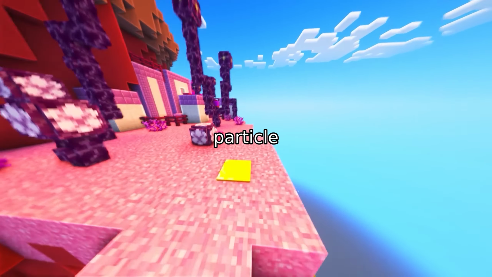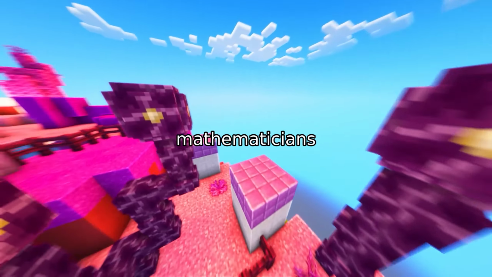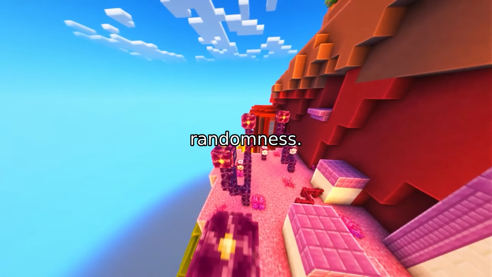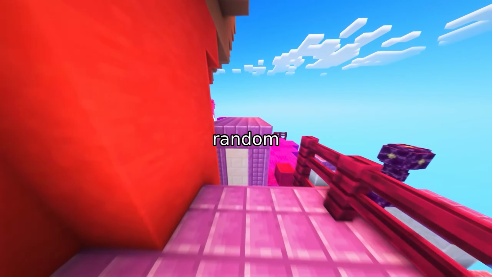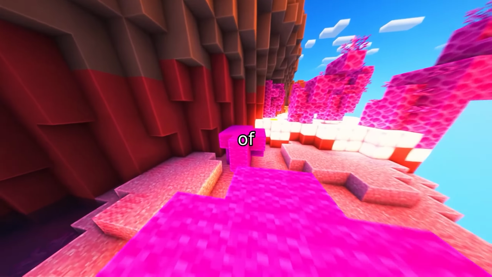Imagine you're watching a tiny particle floating in water. It's jiggling around randomly. This is what mathematicians call Brownian motion. It's not chaos, though. It's a pattern hidden in randomness. Now picture this. Instead of a particle, you're tracking a stock's price. Those random jitters, they're the same mathematical beast. But how do you make sense of it?